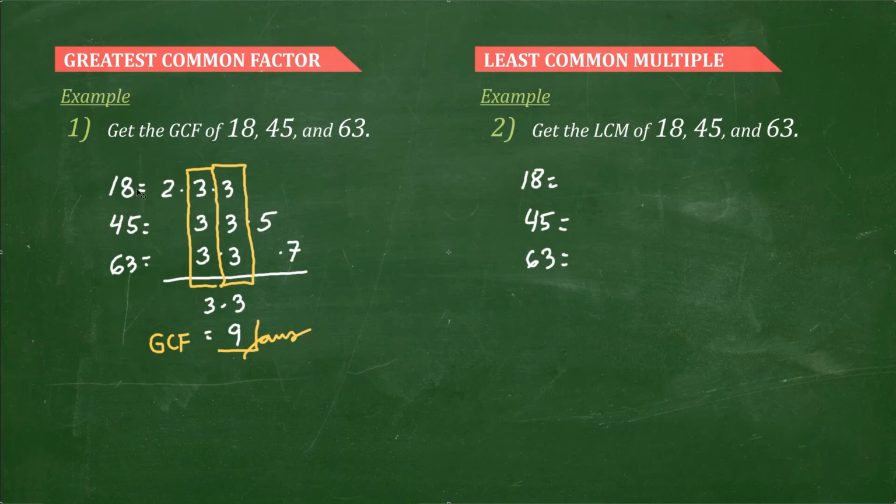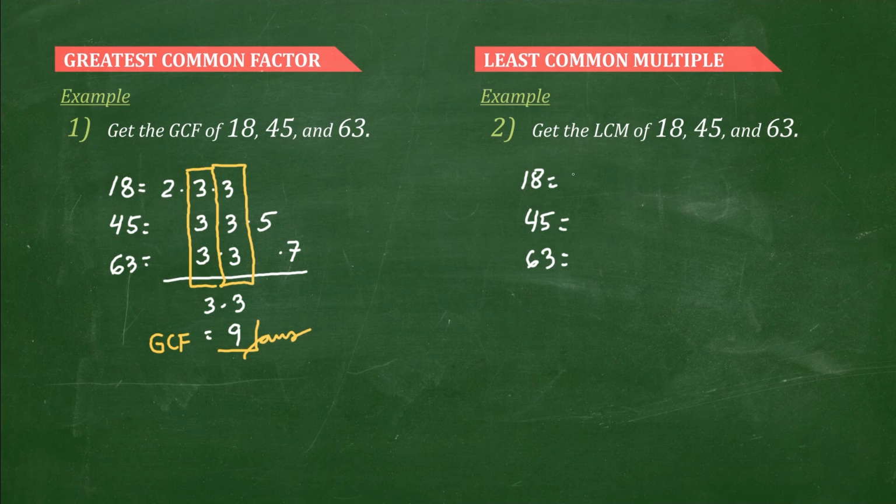Now, let us apply prime factorization to solving the least common multiple of numbers. Let's use the same examples that we have taken earlier. But instead of getting the GCF of 18, 45, and 63, let us solve their least common multiple this time. On the left here is how we computed for the GCF. And now on the right, we solve for the LCM. We do this so we can see their similarities and differences.